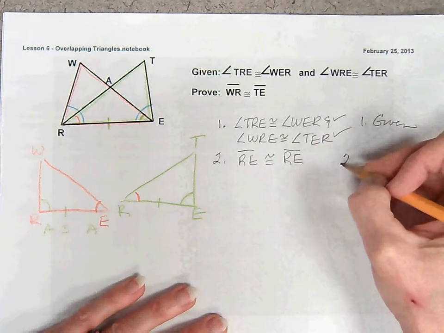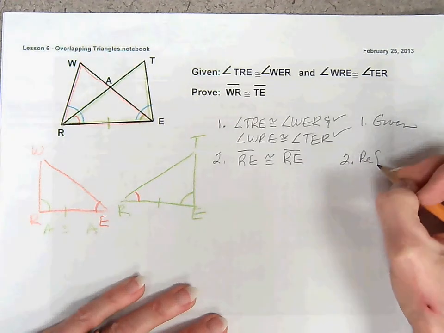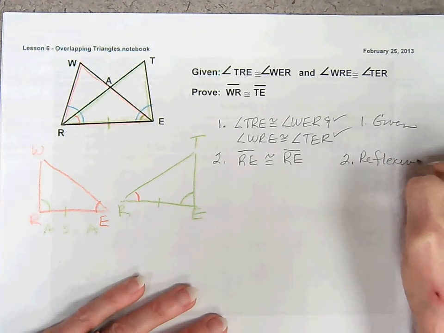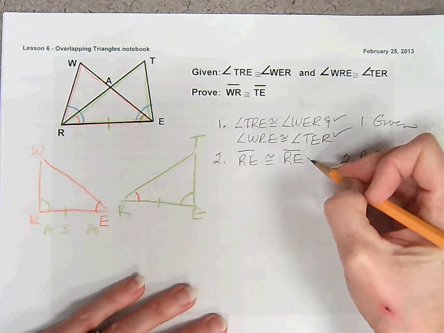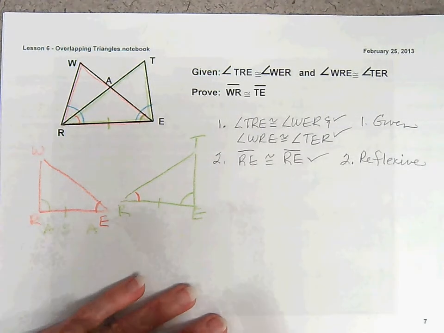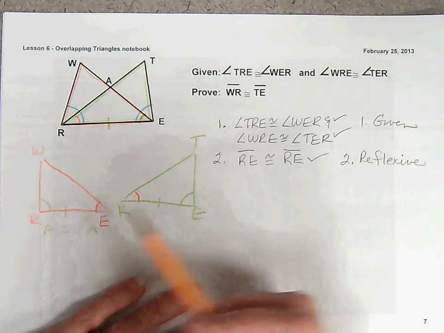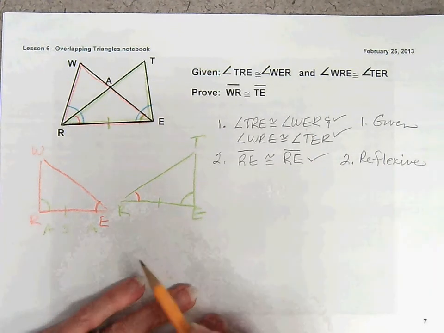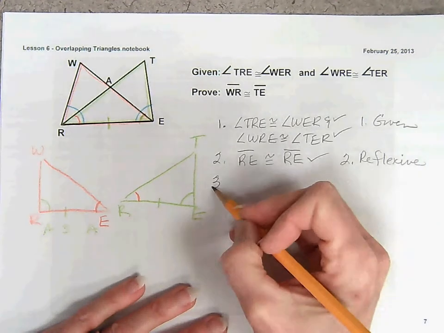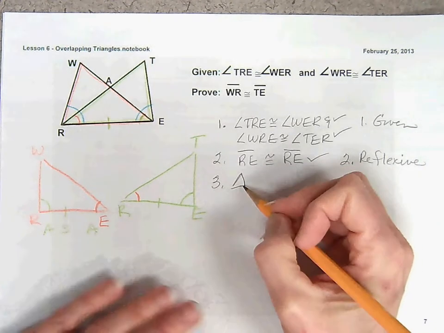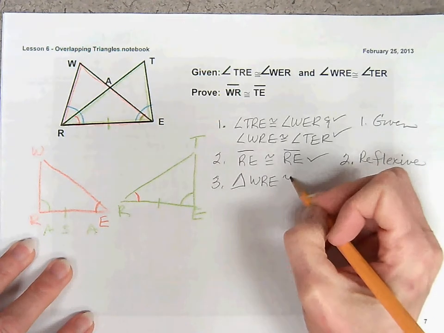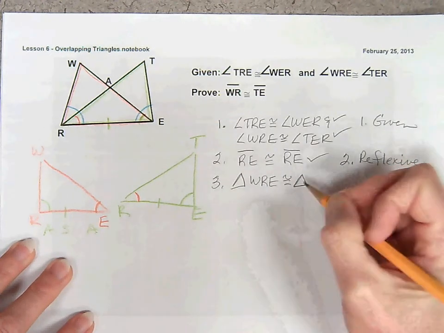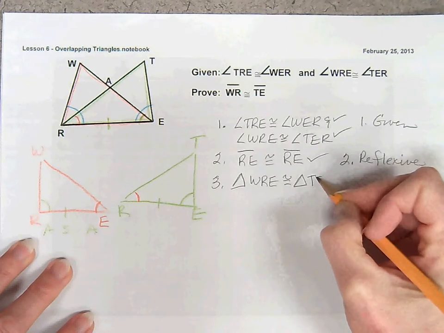Why? Reflexive. Okay? So there's our segment. So we've got angle, side, angle. We've got the congruent statements in our proof. So now we can say that triangle WRE is congruent to triangle TER.